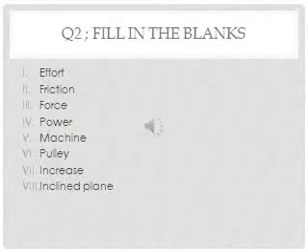Question number 2, fill in the blank. Number 1, a machine needs effort to work. Number 2, the moving part of a machine becomes hot due to friction. Number 3, the amount of effort applied to do work is called force. Number 4, the work done is called power. Number 5, a pulley machine changes the direction of the pull. Number 6, a pulley is used to pull a load upward. Number 7, a screw increases the force applied many times. Number 8, an inclined plane is a sloping surface by which a heavy load can be pushed.